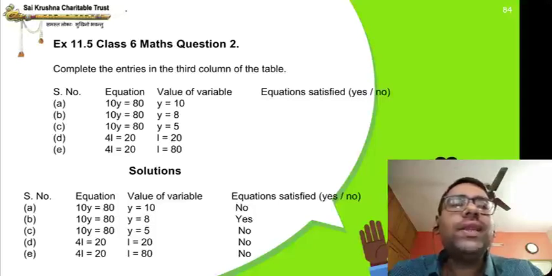10 ones are 10, 10 twos are 20, 10 threes are 30, 10 fours are 40, 10 fives are 50, 10 sixes are 60, 10 sevens are 70, 10 eights are 80, 10 nines are 90, 10 tens are 100. But the value given here for 10y is 80. Is it satisfied? Is 100 equal to 80? No. Therefore, the equation is not satisfied. You have to put no.